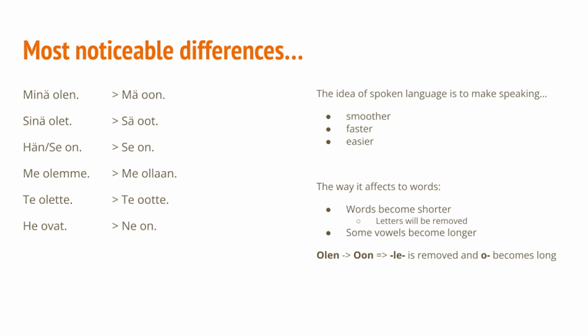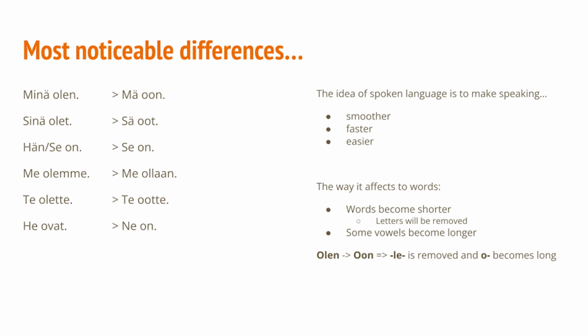The idea of spoken language is to make the speaking more smooth, faster, and easier. This is mainly from the point of view of the native and the more fluent people, but the way it changes the language is that the words become shorter, there are letters that will be removed, and some vowels become longer, which makes the language flow easier. When you're talking with other people, it makes it sound more natural.